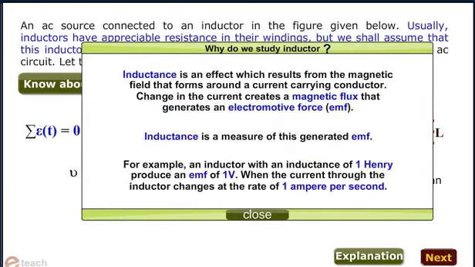Inductance is an effect which results from the magnetic field that forms around a current carrying conductor. Change in current creates a magnetic flux that generates an electromotive force. Inductance is a measure of this generated EMF. For example, an inductor with an inductance of 1 Henry produces an EMF of 1 volt when the current through the inductor changes at the rate of 1 ampere per second.